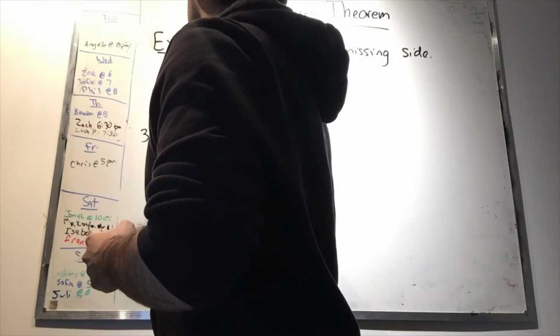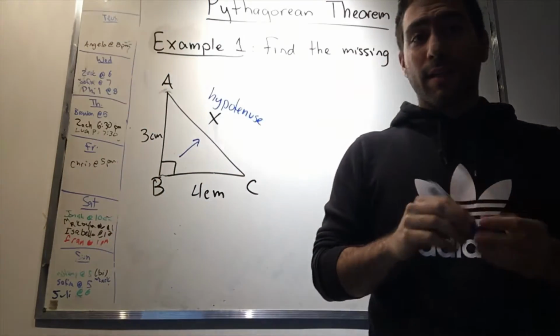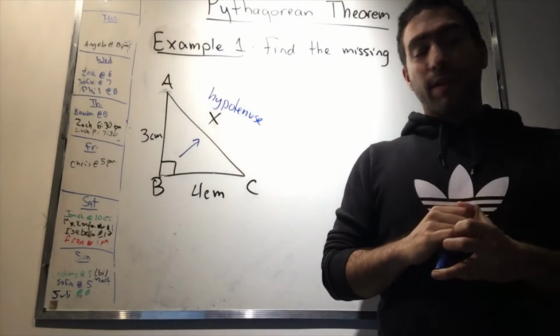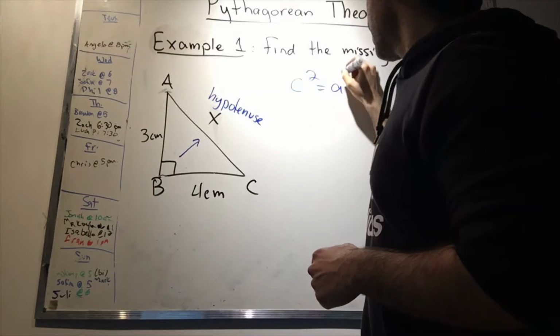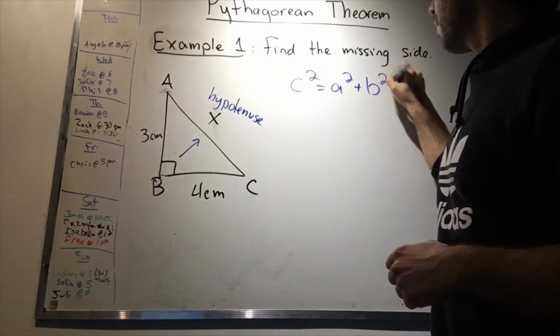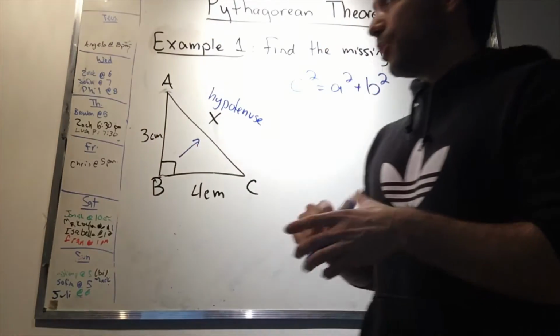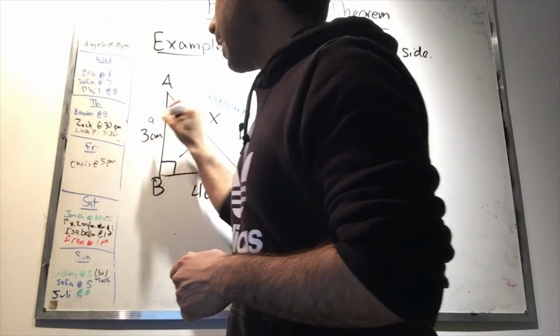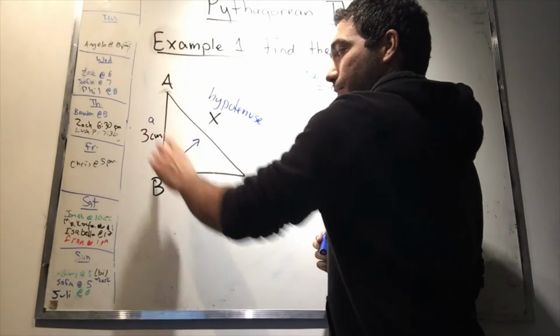So let's write that down. This is the hypotenuse, aka this is the longest side. This is your C in the formula. So C squared equals A squared plus B squared. Okay. A and B, it doesn't matter what you call them. Let's call the left side A and let's call the right side B. These are your legs.